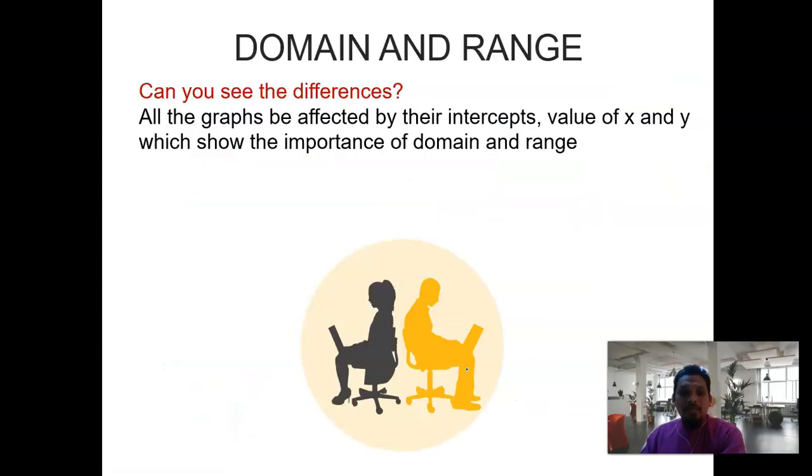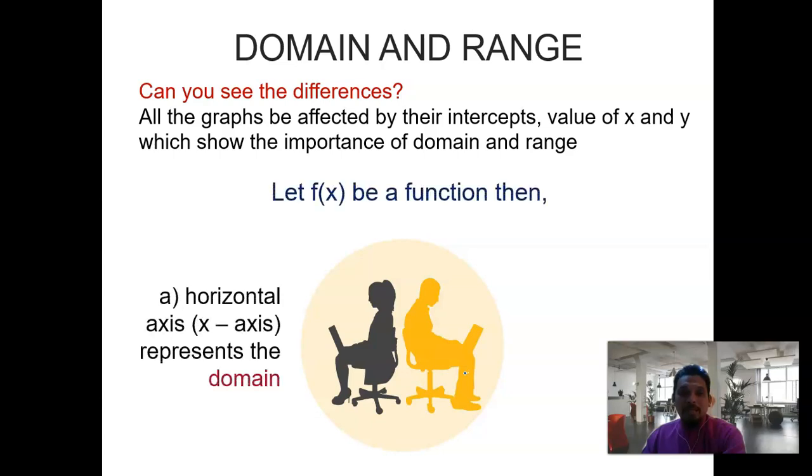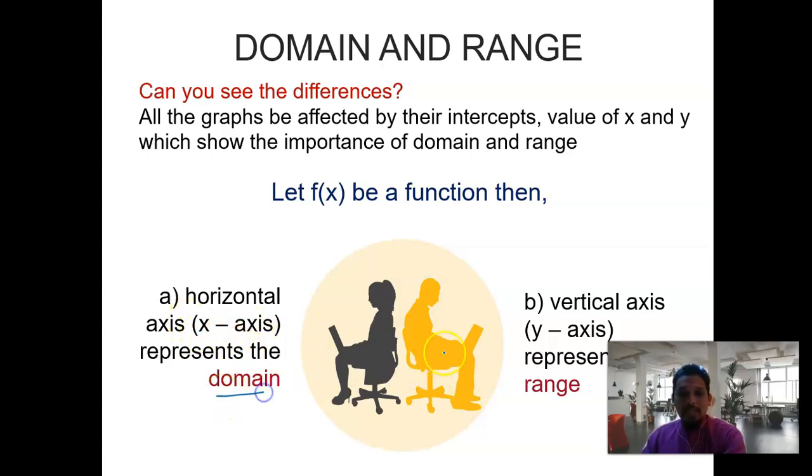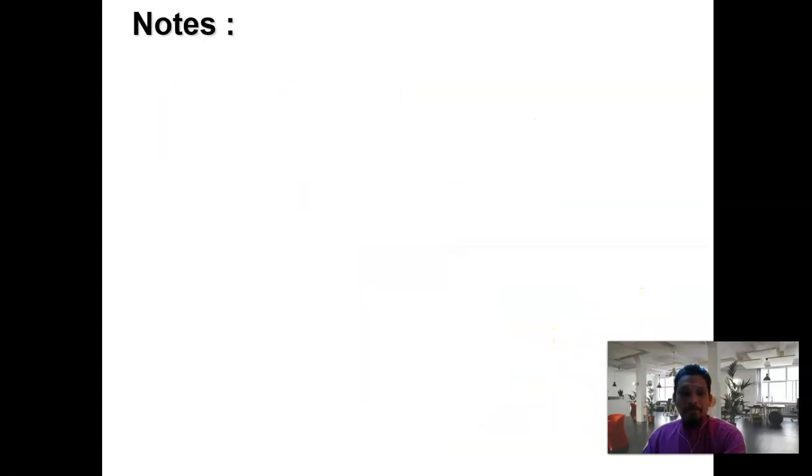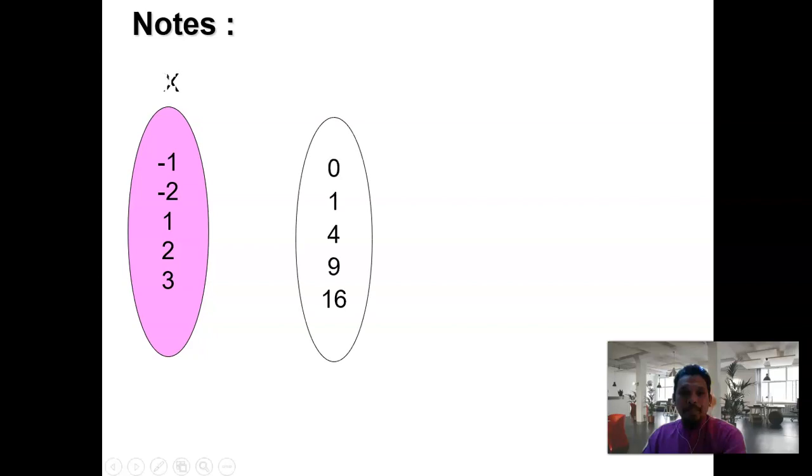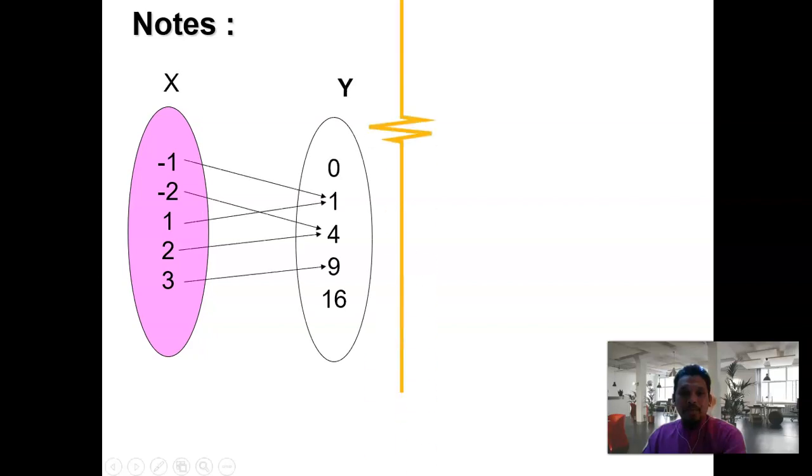So, domain and range. Can you see the difference? All the graphs are affected by the intercepts, the values of x and y. This shows the importance of domain and range. The horizontal axis, the x-axis, represents the domain, and the vertical axis, y, represents the range. The relation of x and y is either one-to-one, one-to-many, many-to-one or many-to-many.